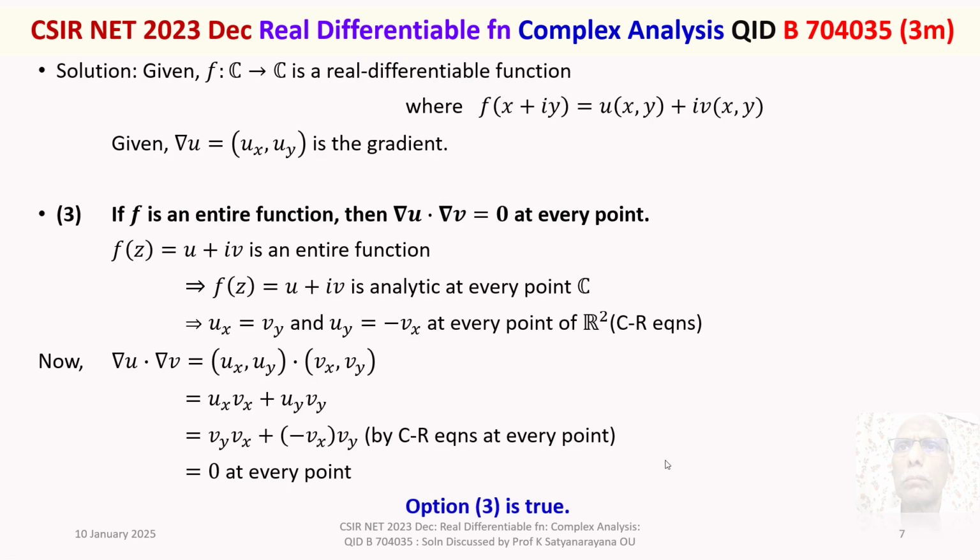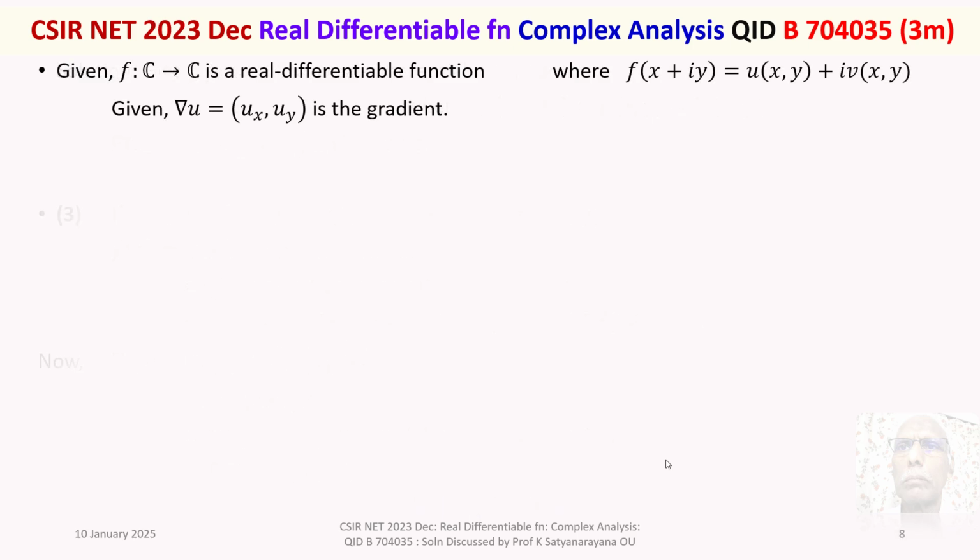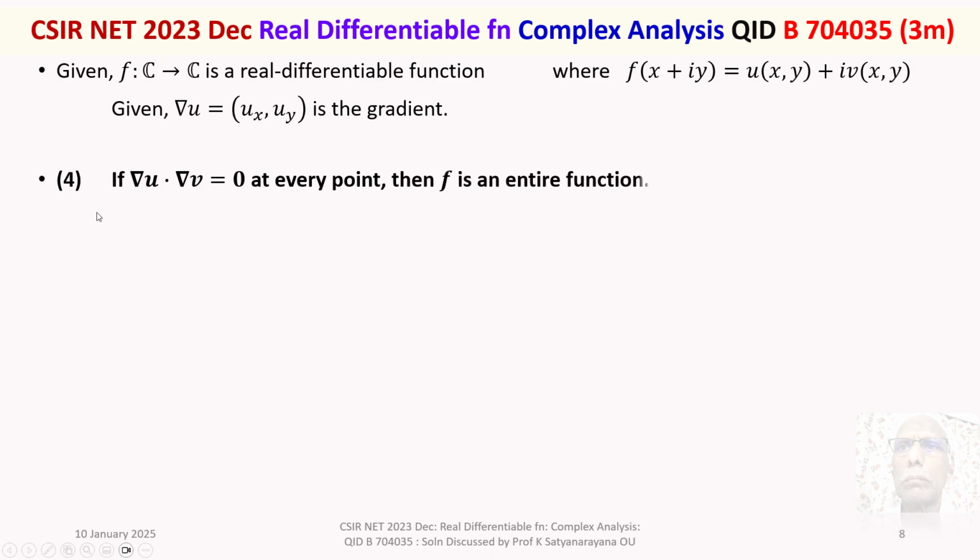Right. We move on to option 4. If, the converse of 3 we are asking, if del u dot del v is 0 at every point, then will the function f be an entire function? Not necessarily. If you say not necessarily, you have to give a counterexample where this fails.